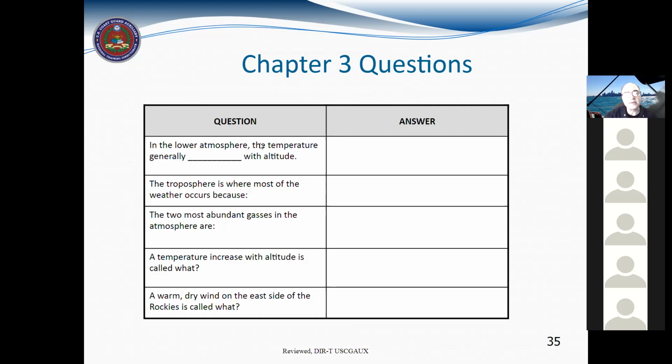In the lower atmosphere, the temperature generally blank with altitude. In the lower atmosphere, it normally goes down. Decreases. Good. Alejandro, the troposphere is where most of the weather occurs because it contains most of the moisture. Right on. Very good.